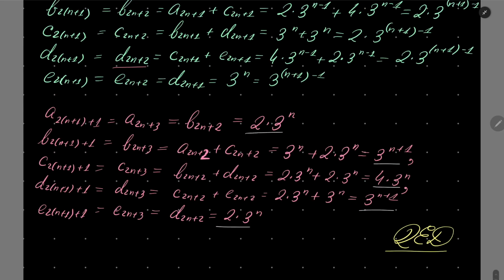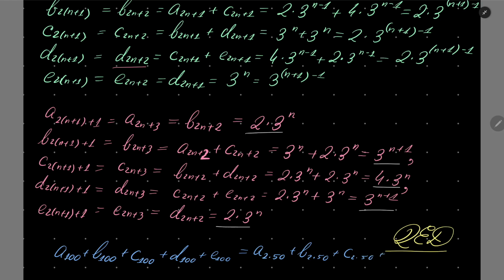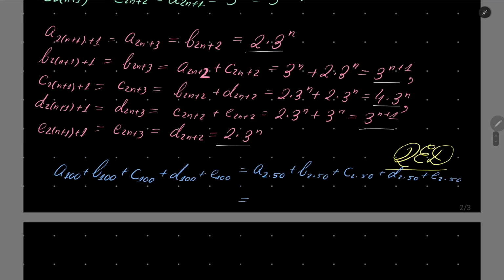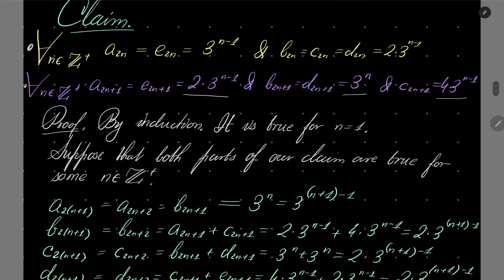And that finally, after all of that, what we really want is a100 plus b100 plus c100 plus d100 plus e100. And how can we find it? Well, a100 is a 2 times 50, b 2 times 50, c 2 times 50 plus d 2 times 50 plus e 2 times 50. And what's that? Well, that is, let's use our theorem, our claim. A100 is 3 to the power 49.